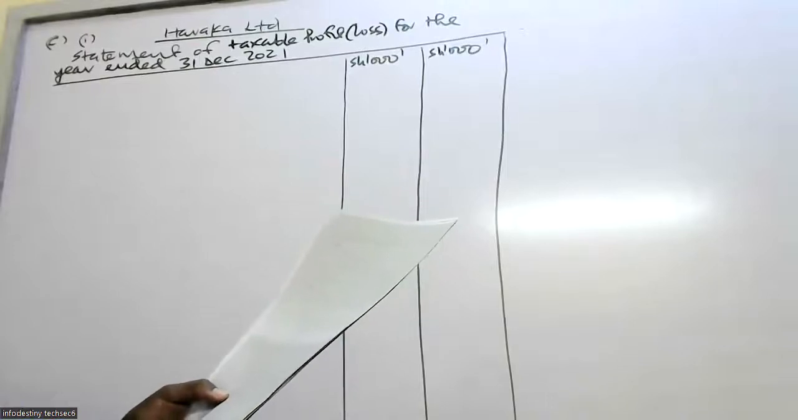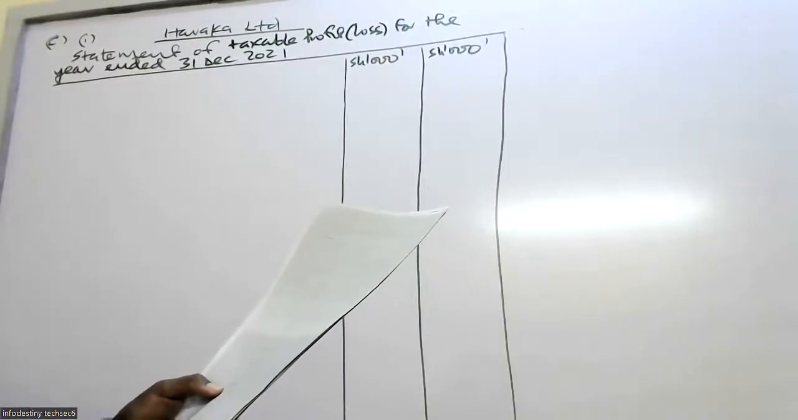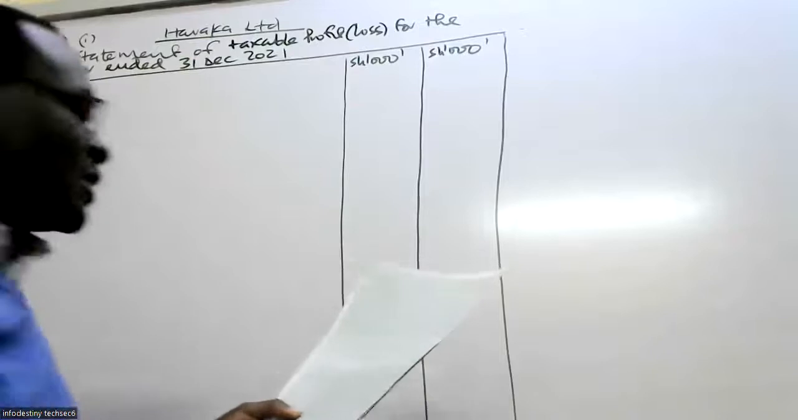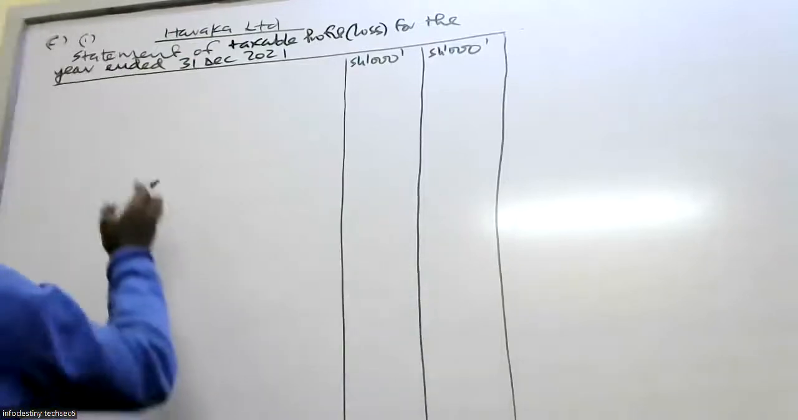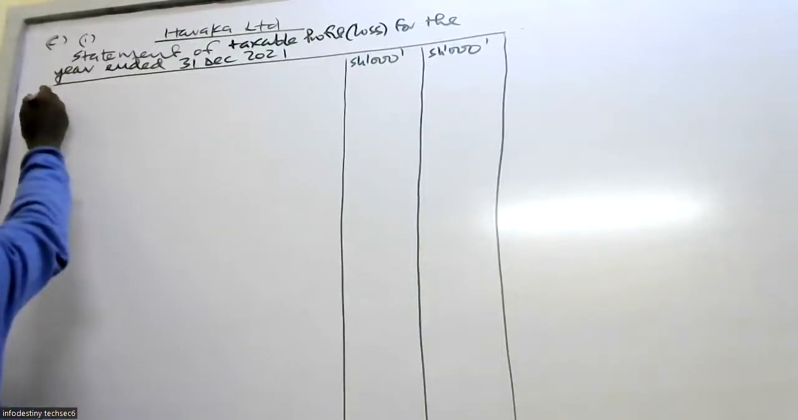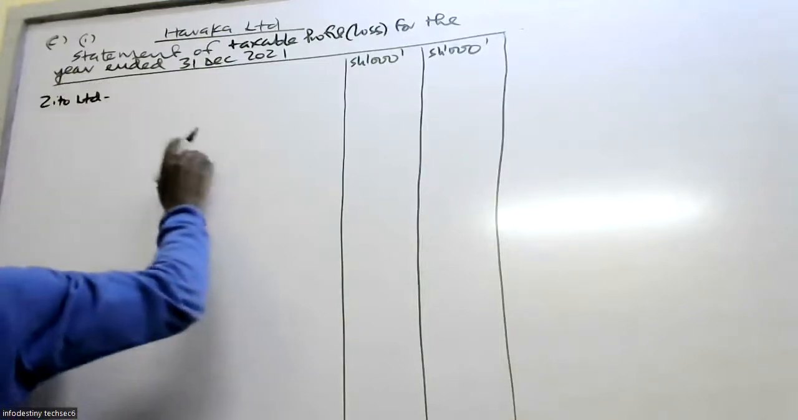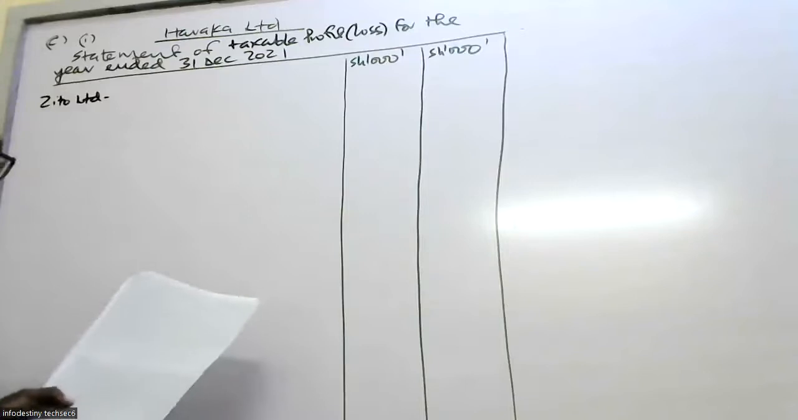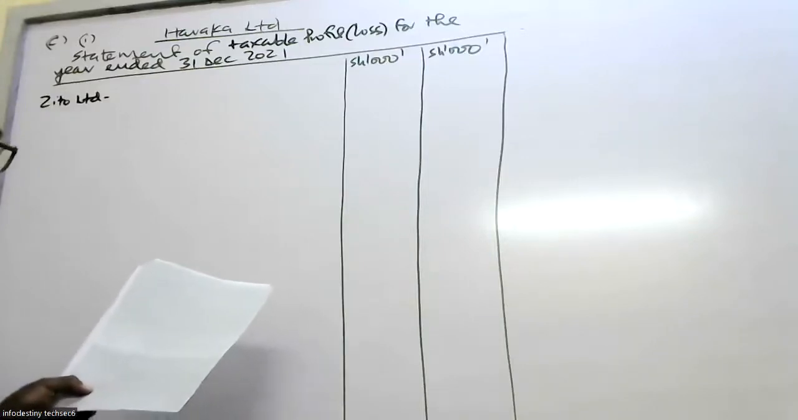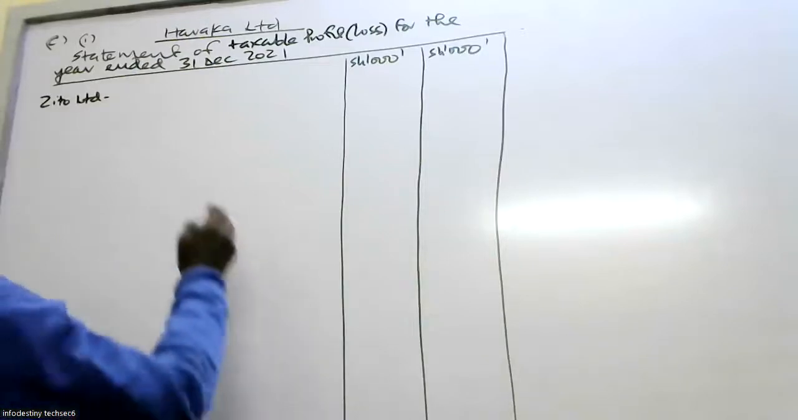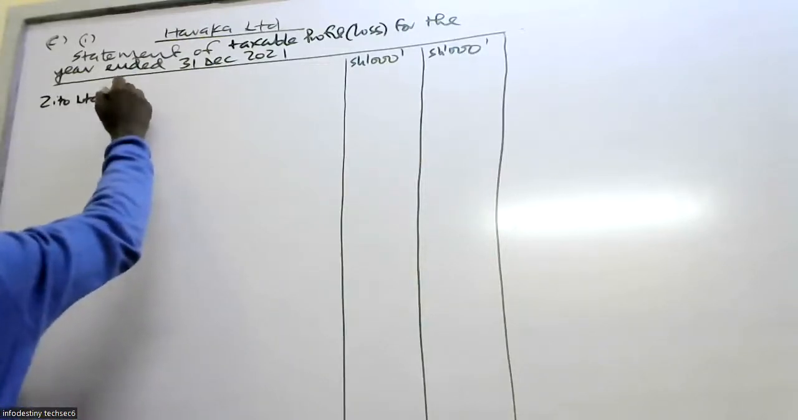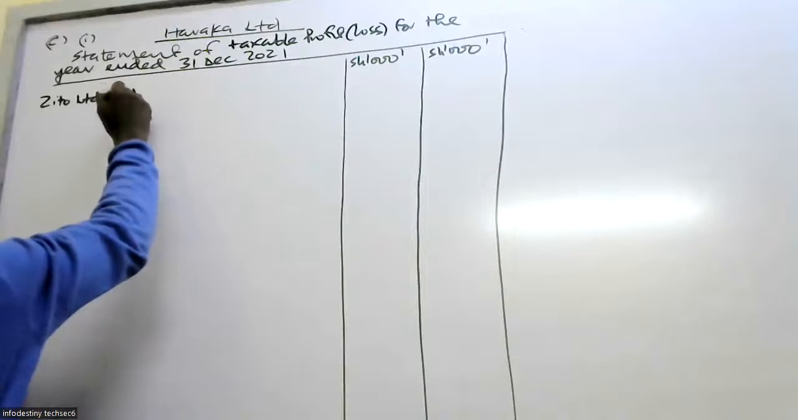So the company leased the following assets in the course of the year: 6 delivery vans to Zito Limited. So we lease to Zito. Now to Zito Limited, they lease 6 delivery vans at 30,000 each per month. We have 6 delivery vans.